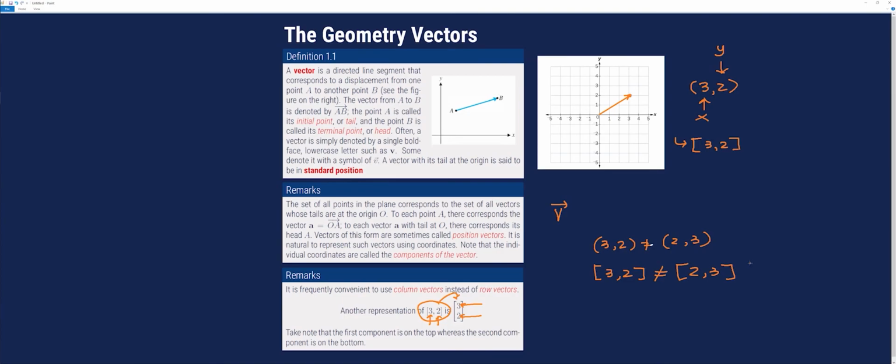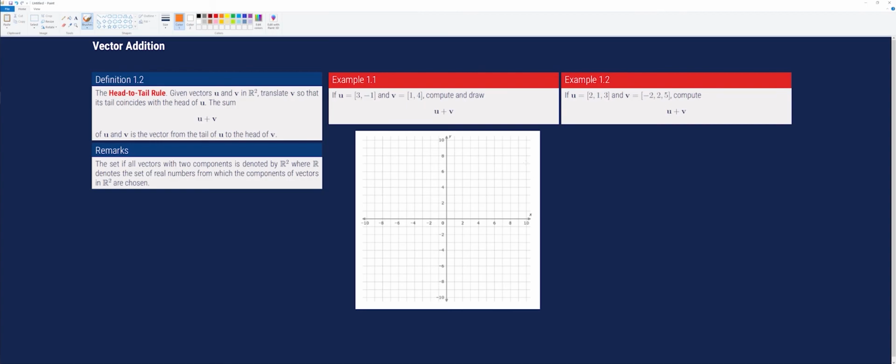Earlier, we defined a vector as a directed line segment that corresponds to a displacement from one point to another. Suppose we have an object and that object was displaced twice. How do we mathematically represent that displacement? That displacement will be represented by vector addition. In this portion, I will geometrically represent vector addition, and I will also demonstrate how to perform the operation numerically.